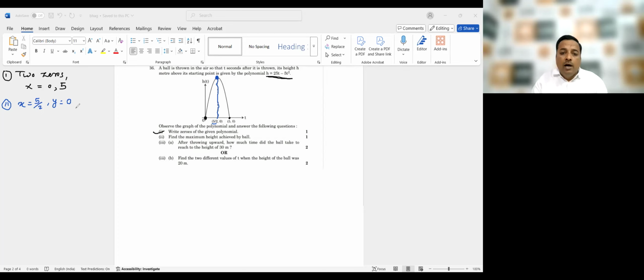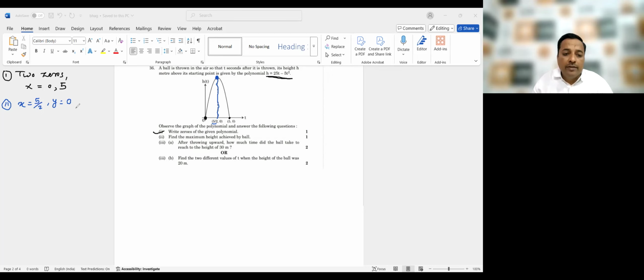Next part: after throwing upward, how much time did the ball take to reach the height of 30 meters? We have the formula h = 25t − t². So how many meters did it go? 30 meters. What is the height? 30 = 25t − t².